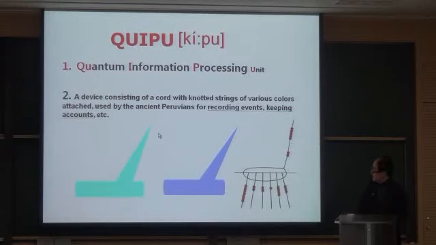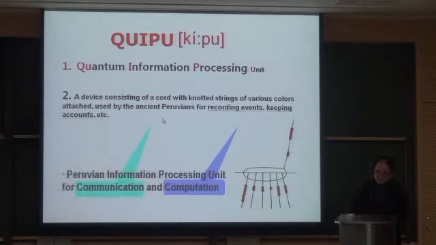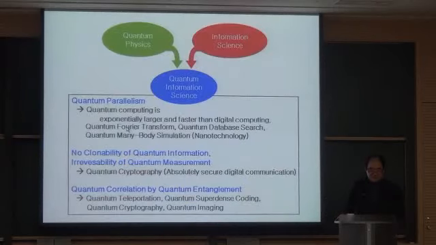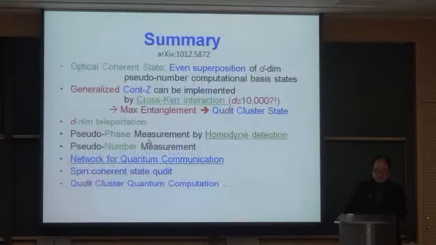So it looks like this. Here, this is a kipu, and they used it as a Peruvian information processing unit for communication and computation. We are using quantum information for communication and computation, so they use it for the same purpose. So quantum parallelism, quantum no-cloning, and quantum correlation, quantum entanglement, can be done using the Qudit ideas and entanglement.